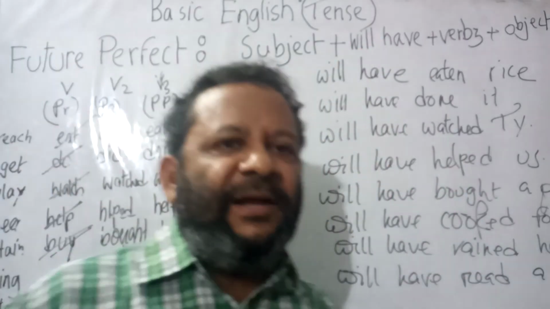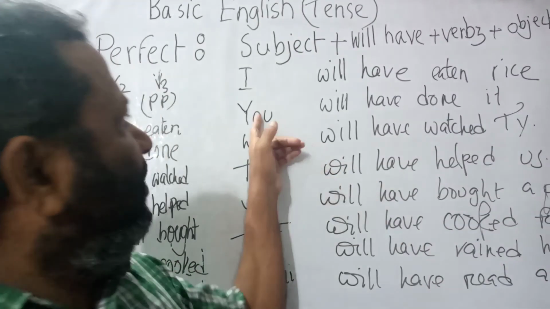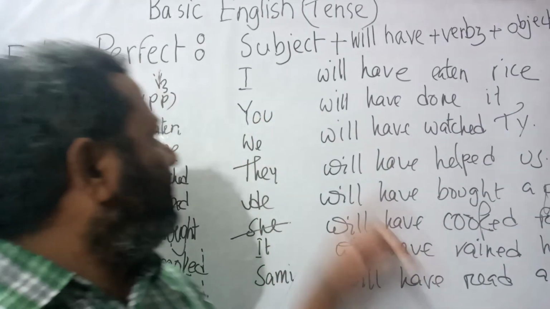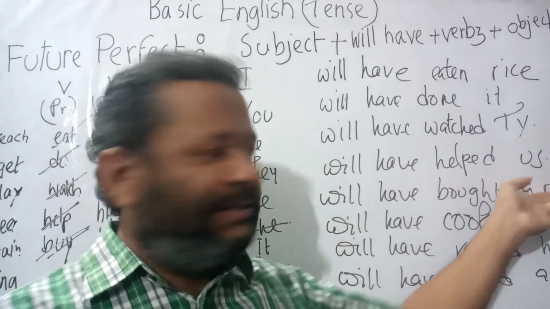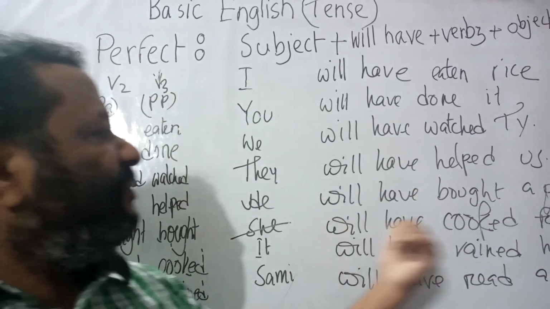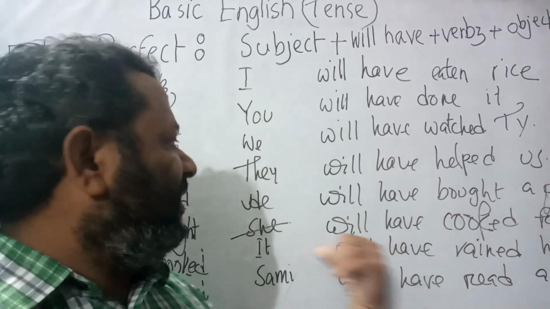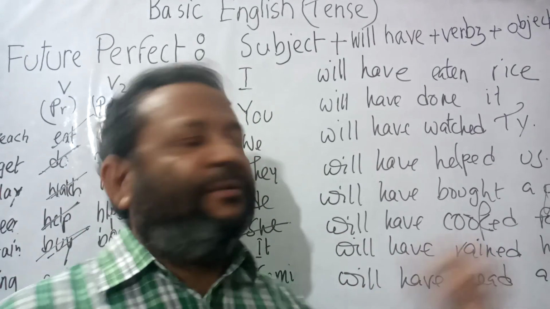Now let us read the sentences. I will have eaten rice. You will have done it. We will have watched TV. They will have helped us. He will have bought a pen. She will have cooked food. It will have rained heavily. Sami will have read a book.